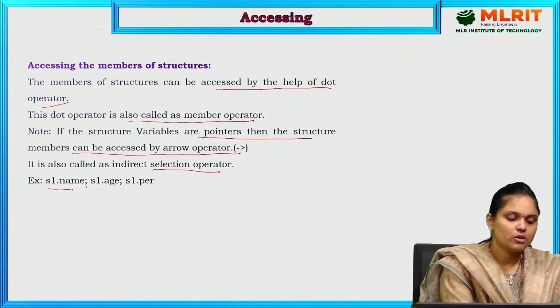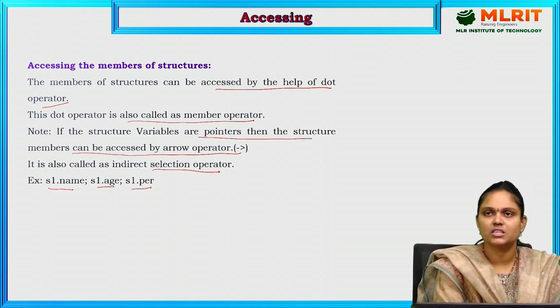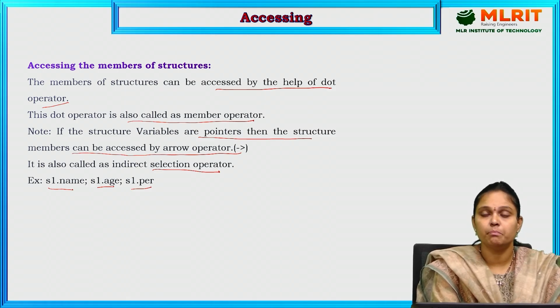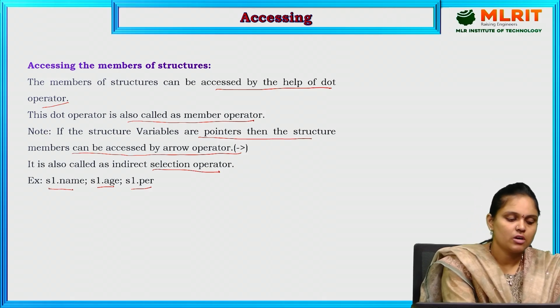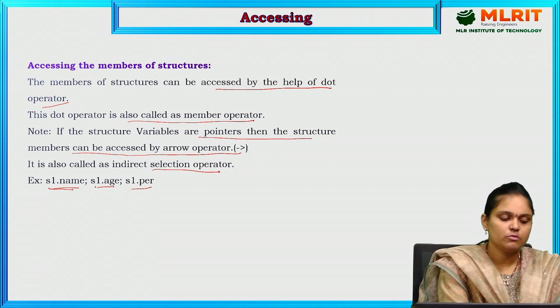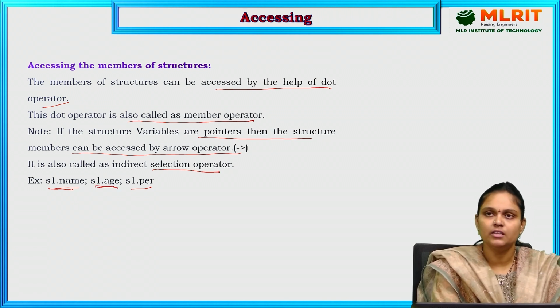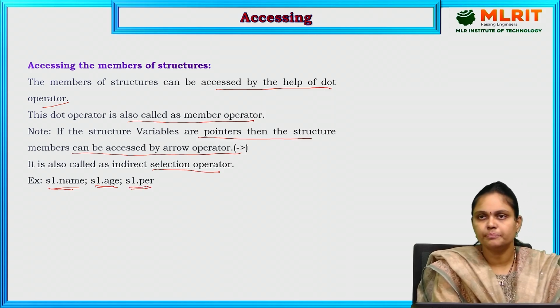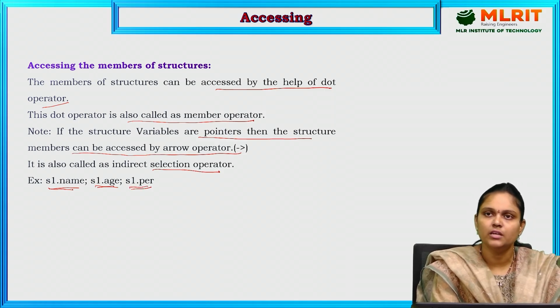See, S1 dot name, S1 dot age, S1 dot percentage. If we take the previous example, inside the structure we have the members name, age, and percentage. So with the help of the variable name and the member name, we can access that particular value. Here S1 dot name gives us the name of student 1. And if we use S1 dot age, then we'll get the student 1 age. And S1 dot percentage is the student 1 percentage, that value we can access.